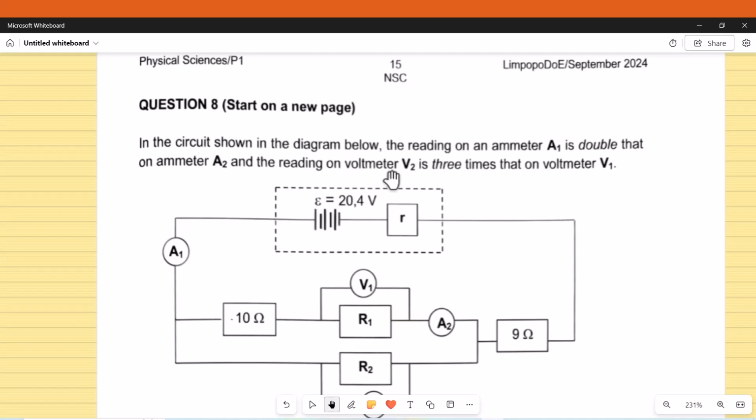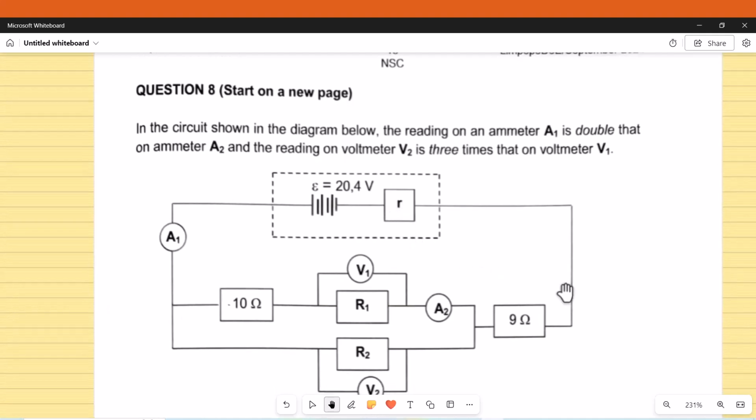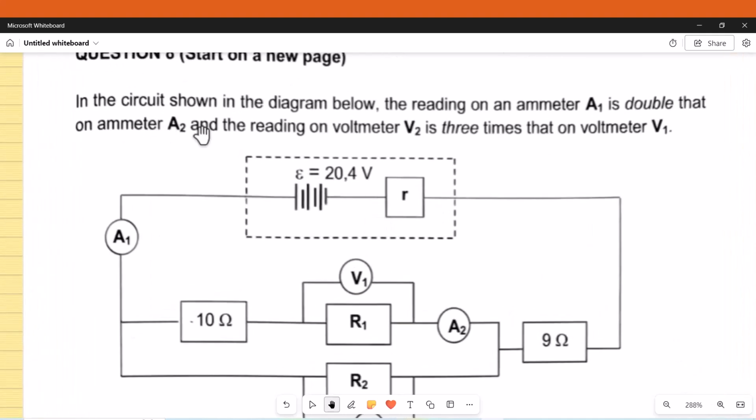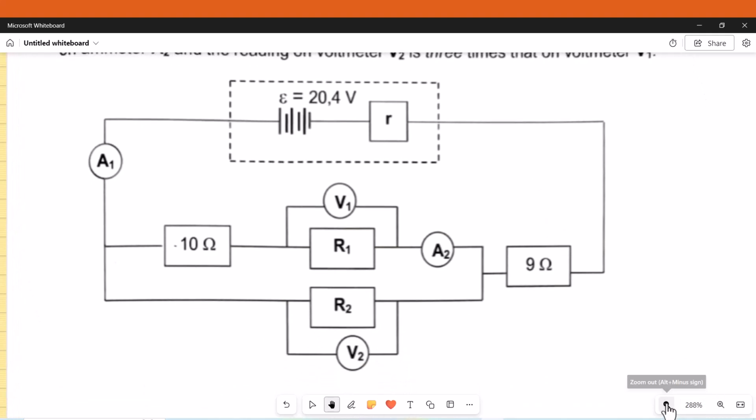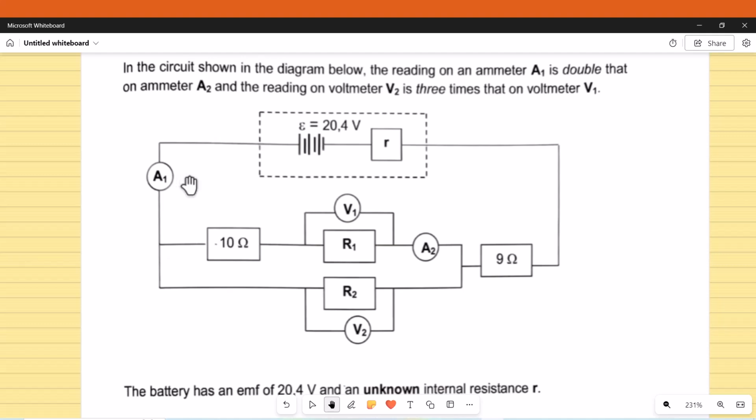That is question 8 from Limpopo 2024. What are they talking about here? They say that in the circuit shown in the diagram below, the reading on ammeter A1 is double that on ammeter A2, and the reading on voltmeter V2 is 3 times that on voltmeter V1. So ammeter A1 is double ammeter A2, and the reading on voltmeter V2 is 3 times that on V1.